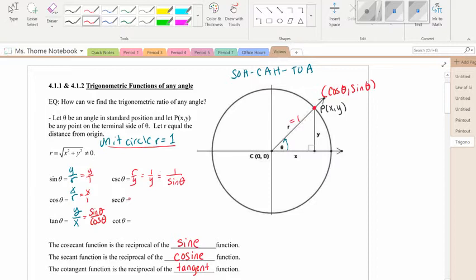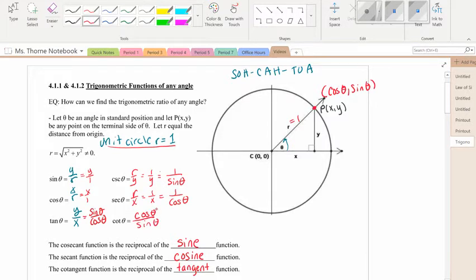Secant would then be the reciprocal of cosine, which would be r over x, which is equal to 1 over x, which is equal to 1 over the cosine of theta. So secant theta equals 1 over cosine. So that means cotangent would be equal to the cosine of theta over the sine of theta.